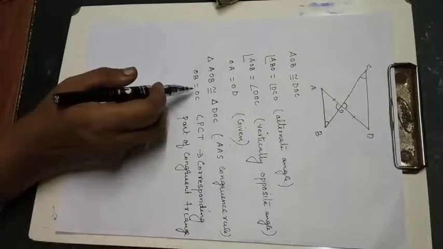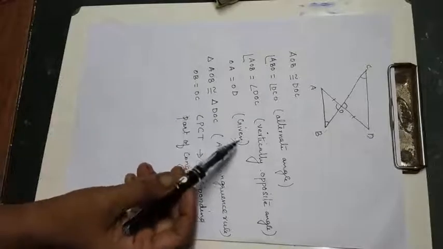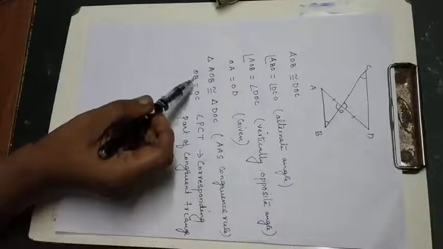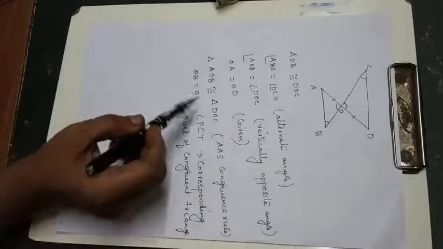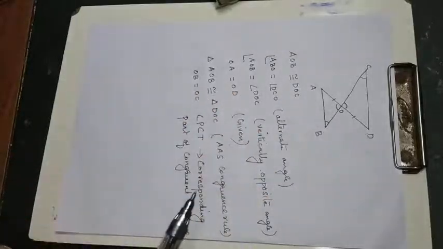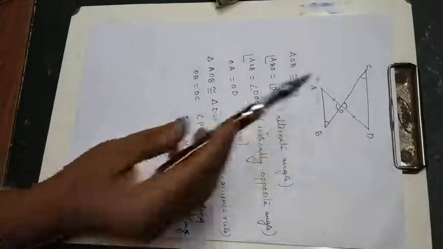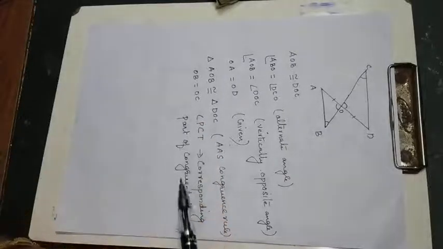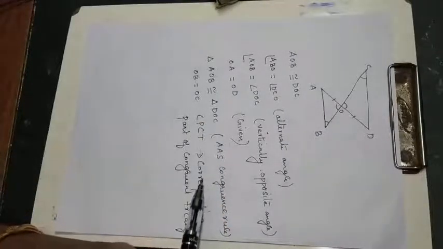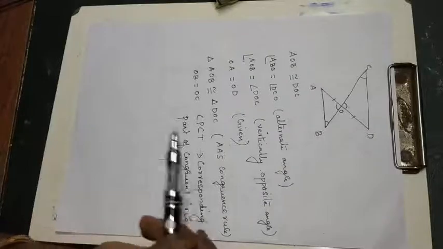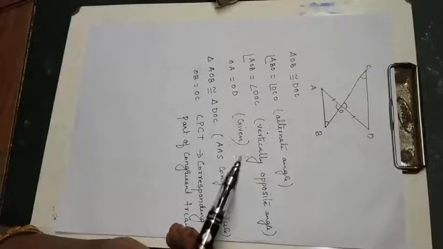Whatever you have to prove, after proving that two triangles are congruent, you put whatever you have to prove, OB equal to OC, or AB equal to CD, or angle D is equal to angle A, whatever it is, you write there CPCT. That means corresponding part of congruent triangle. If the two triangles are congruent, their parts will be equal.